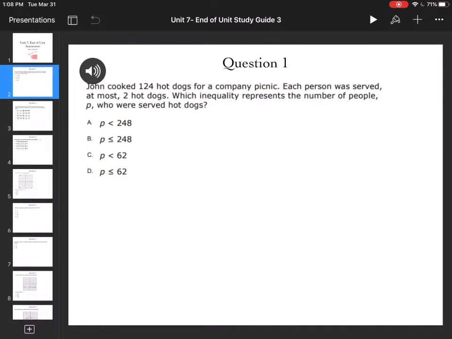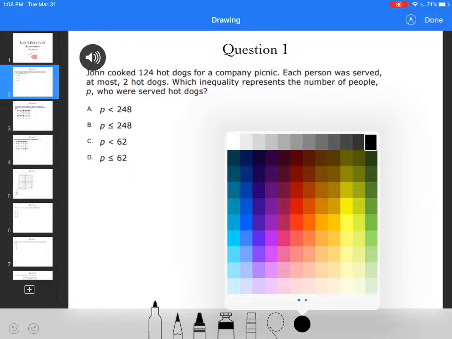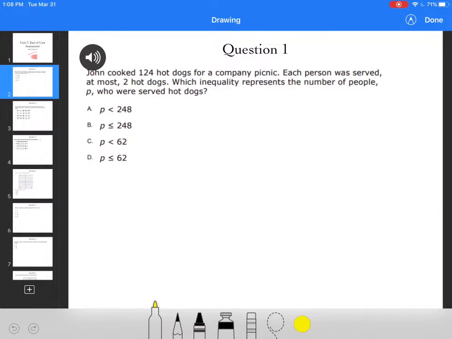John cooked 124 hot dogs for a company picnic. Each person was served at most 2 hot dogs. Which inequality represents the number of people, P, who were served hot dogs? Well, the key phrase, at most, tells me less than or equal to. So not everybody got 2 hot dogs, but the most hot dogs they could have gotten were 2.